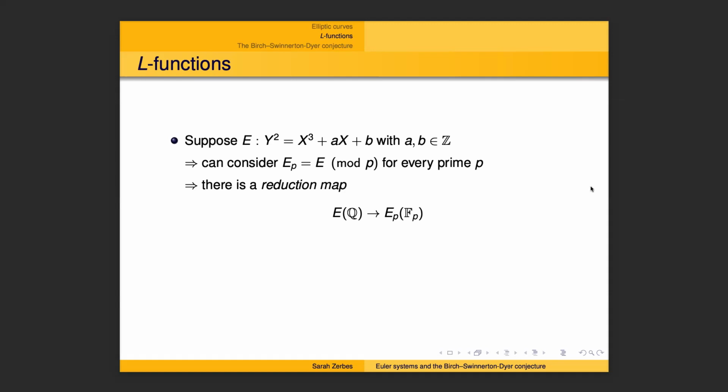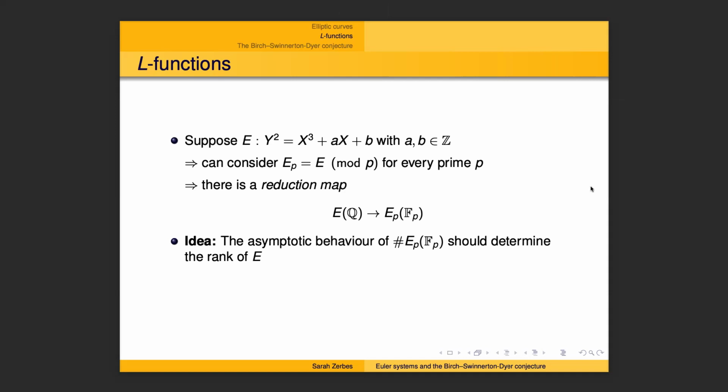Then somehow one should expect, at least as P varies over all the primes, that this should be reflected by the number of points, by the image of this reduction map. So if there are lots and lots of rational points, then it should somehow be reflected in the number of points on E modulo P. Another way of saying it: the asymptotic behavior of the number of points on E modulo P should tell us something about the rank of the elliptic curve.